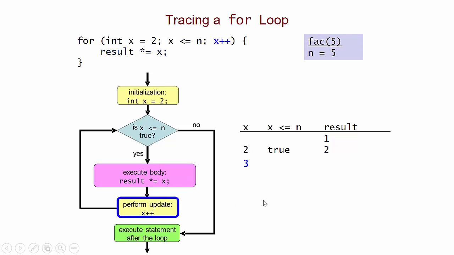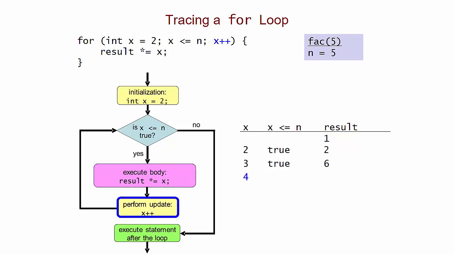Then we go and do the update. So this is the first time we're doing this third component, right? So it was initialization, test, body, update. And update is just saying increment x by 1, so it's now 3. Then we do the test a second time, right? Because after the update, the flowchart says go back up to your test. And the test is still true, so we do the body a second time. 2 times 3 is 6, and so that's our new value of result.